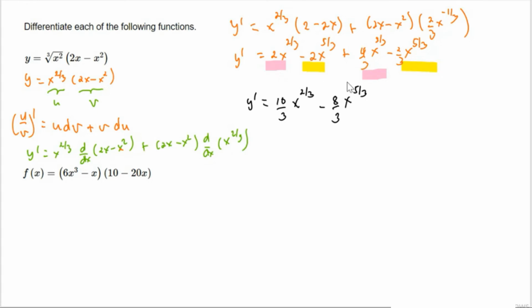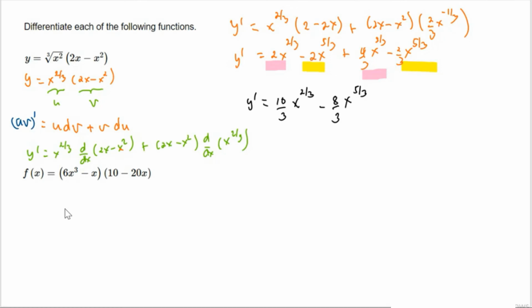So 2 plus 4 over 3 will give you the sum of 10 over 3. And negative 2 as the coefficient of x to the power of 5 thirds, as well as negative 2 thirds, if you're going to add that one, it will give you now the answer of negative 8 over 3. So that is why our final answer now will be y prime is equal to 10 over 3 of x to the power of 2 thirds minus 8 over 3 of x to the power of 5 thirds.